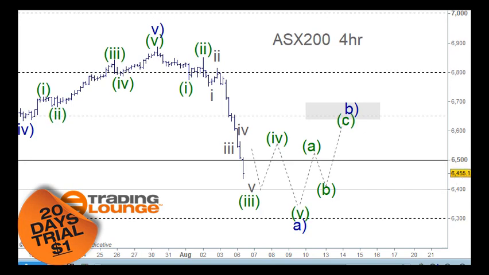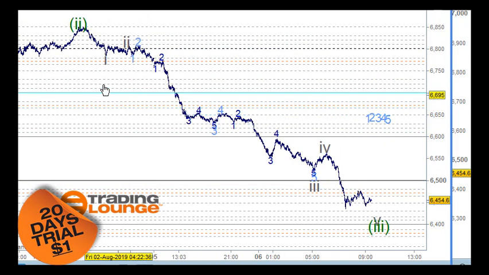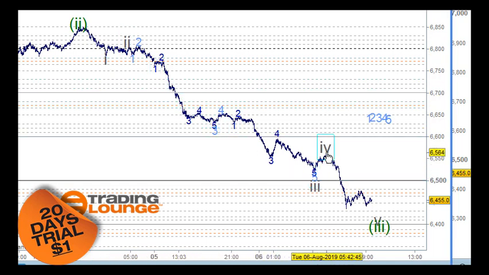So I can go to a tick chart here if you like. Wave 1 and 2 here, then 1 and 2 here, and then all the way down here for 3 and 4, and coming down for 5. So in this one here, we're still looking for another little move down to make wave 5 of 3.